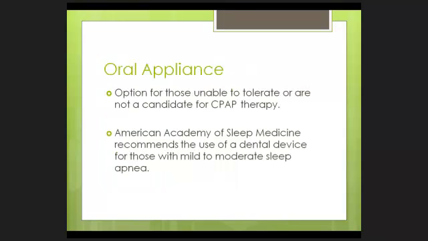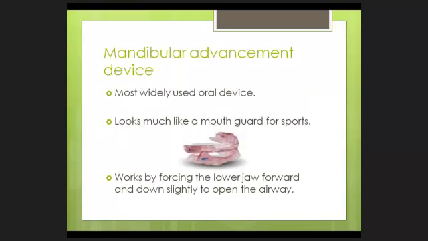An option for those unable to tolerate CPAP or who are not a CPAP candidate may be the oral appliance. The American Academy of Sleep Medicine recommends the use of a dental device for those with mild to moderate sleep apnea or those who cannot tolerate CPAP. One type of oral device called a mandibular advancement device is most widely used. It looks much like a plastic mouth guard that is used by participants playing sports. It works by forcing the lower jaw forward and down slightly to open the airway.